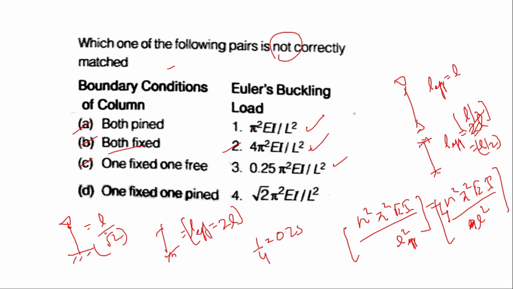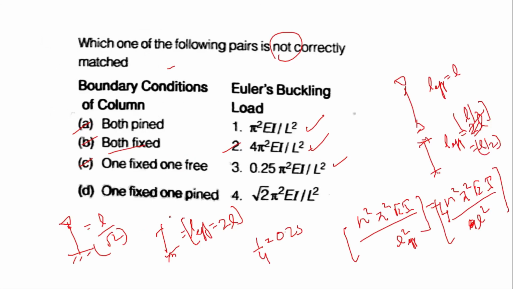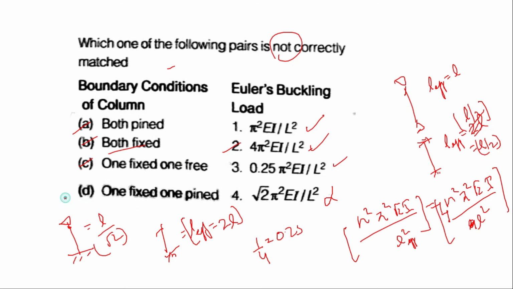Okay. So when the value becomes L by root 2 for one end fixed and the other end hinged, the buckling load becomes pi square EI upon L square, so it will become 2 pi square EI upon L. No, this is wrong. This is not correct. It will not be under root. It will be 2 pi square EI upon L. So this is the right answer for this equation.